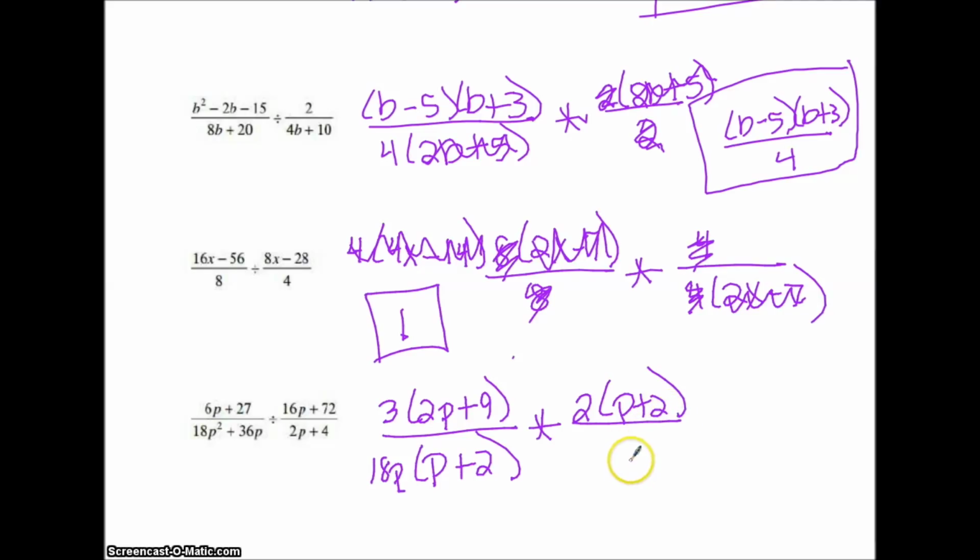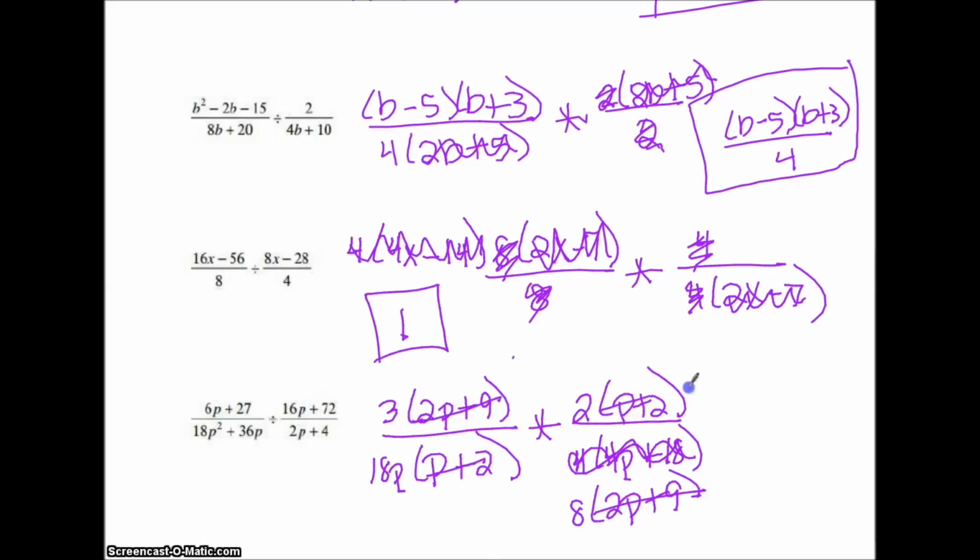16 and 72 will both divide by what? 4? Leaves you 4p plus 18. I obviously didn't get it because they both still divide by 2, so I'm actually going to pull an 8 out, and it's going to leave me 2p plus 9. Okay, so forget that. It's possible that you're going to factor it wrong and have to redo it. No big deal. 2p plus 9 are going to cancel.